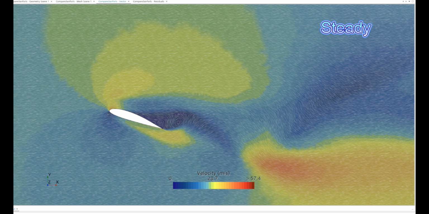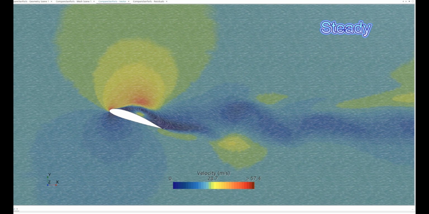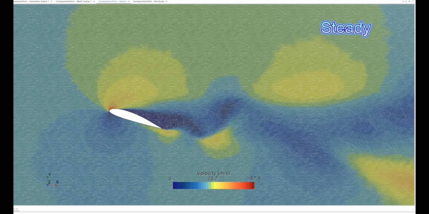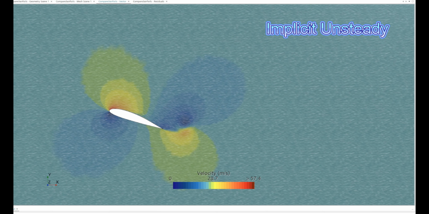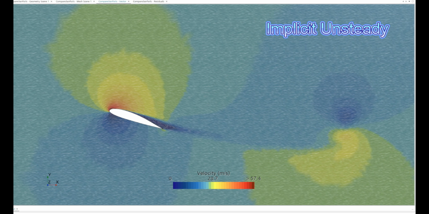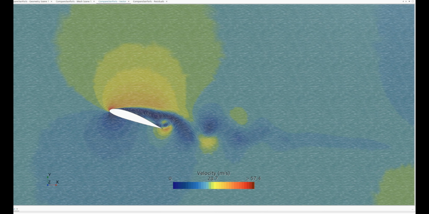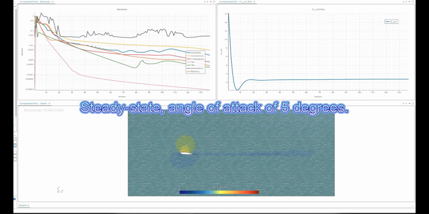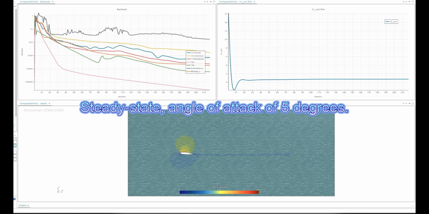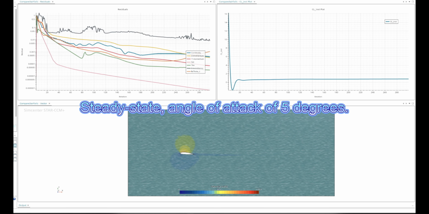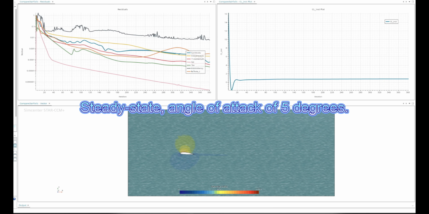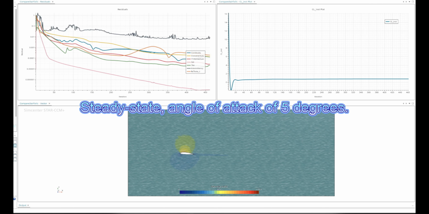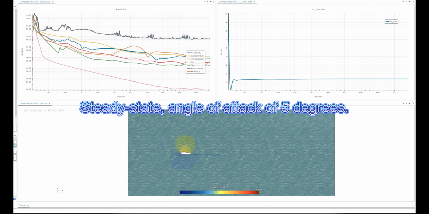Time advancement is carried out using both implicit unsteady and steady approaches in order to compare and identify the method better suited for high angles of attack where turbulence and vortex structures dominate. At small angles of attack, laminar separation on the wing's surface is not significant, and turbulence near the trailing edge is also weak, so the steady assumption can provide satisfactory results.